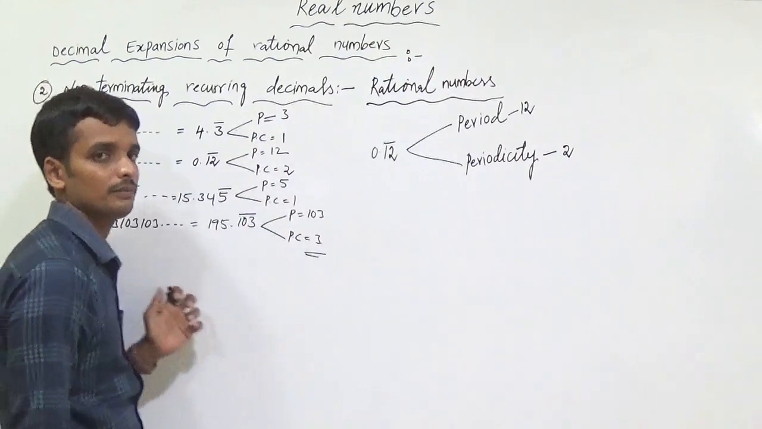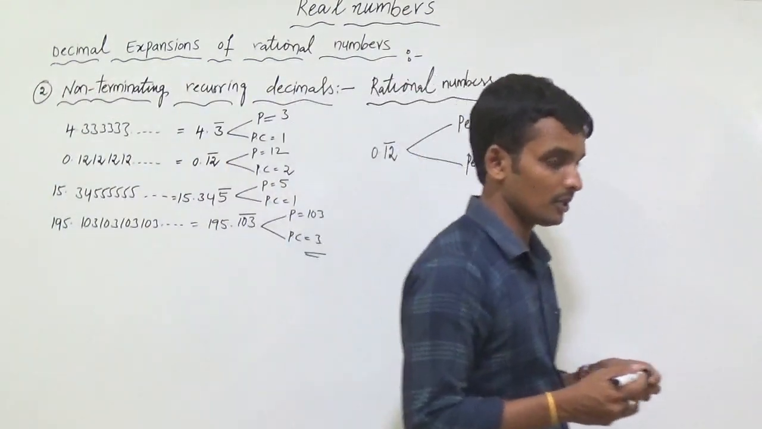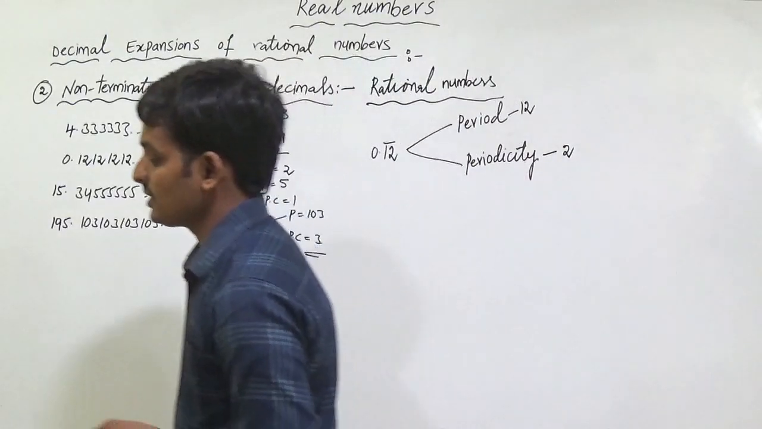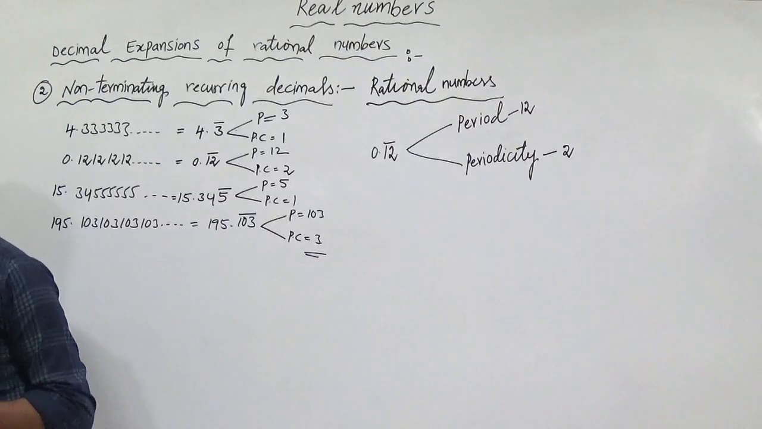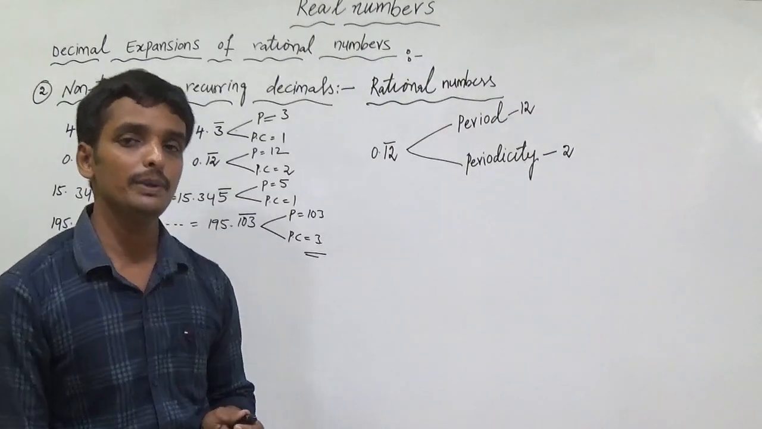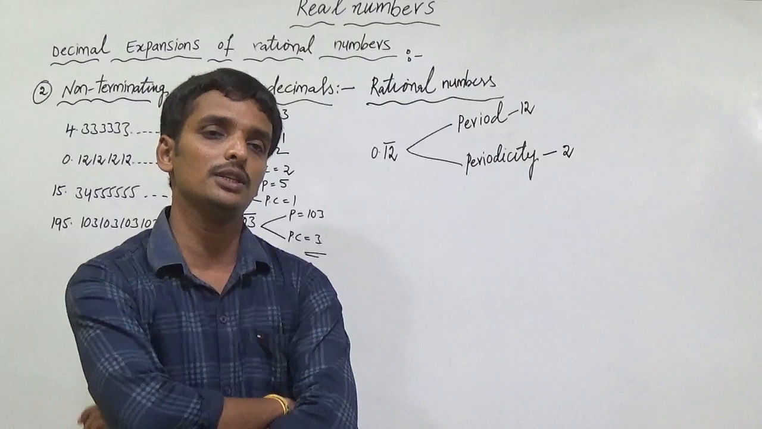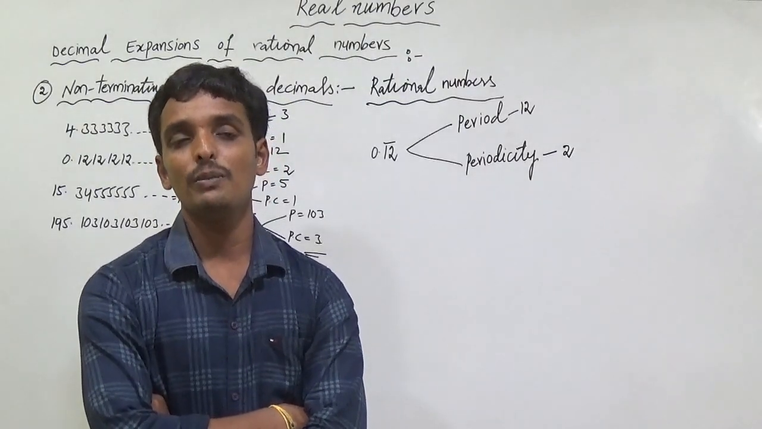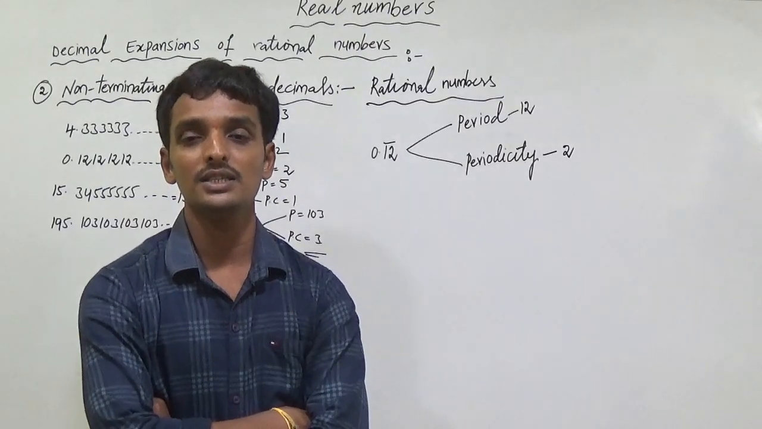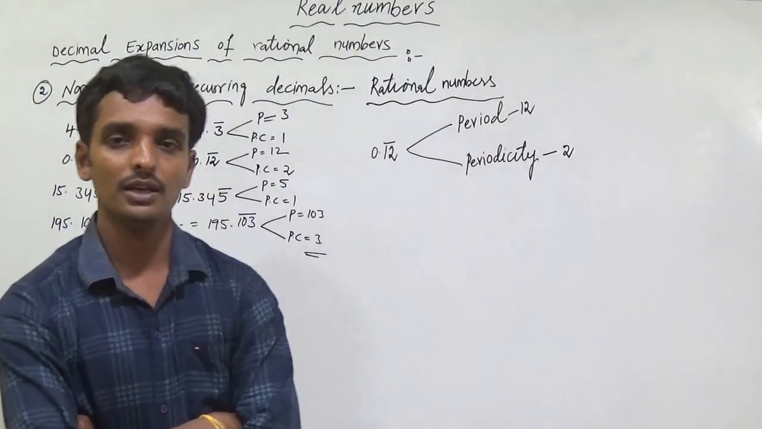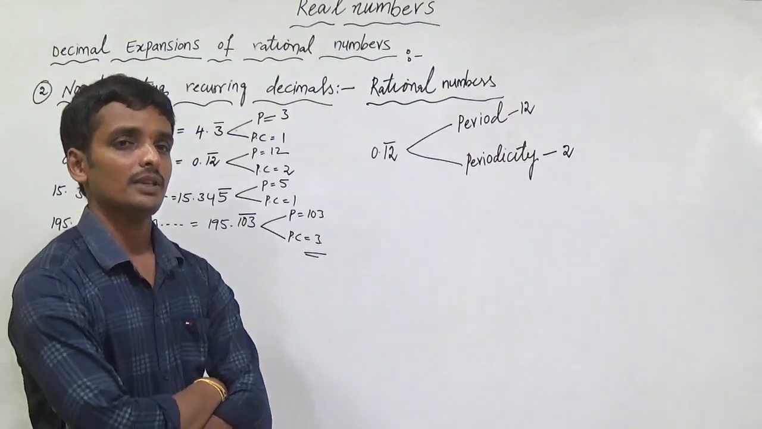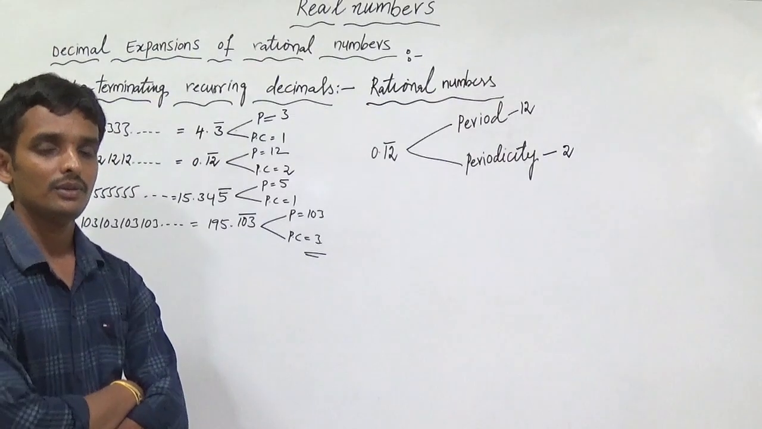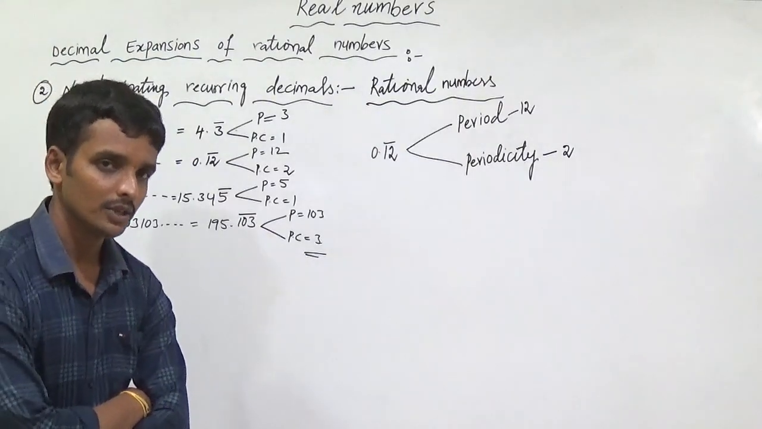Observe these examples. How to get the knowledge from this? Period means the set of digits that are repeating, either 1 digit or 2 or 3 or 4 or whatever. Periodicity means how many digits are repeating. Have you understood, my dear students? Are you okay? Okay. Thank you.